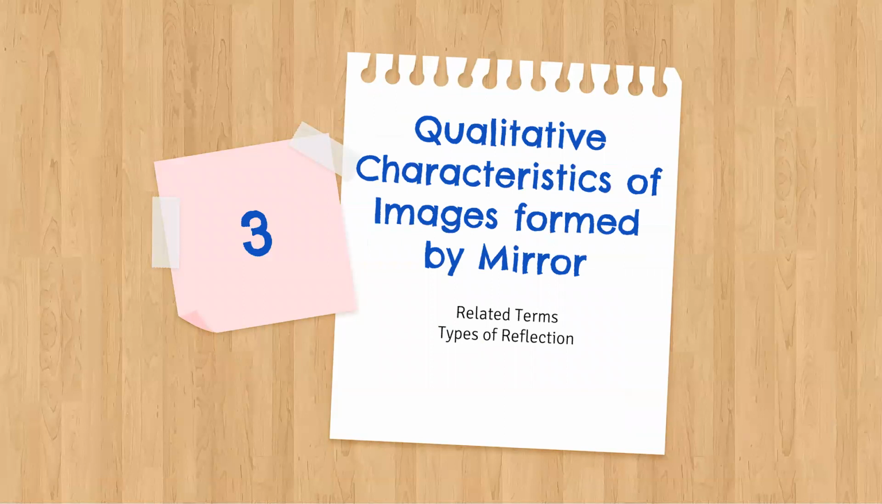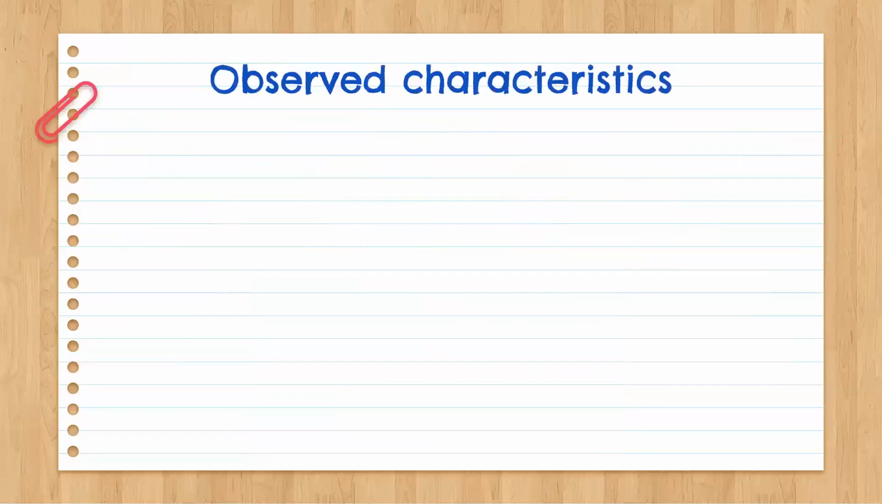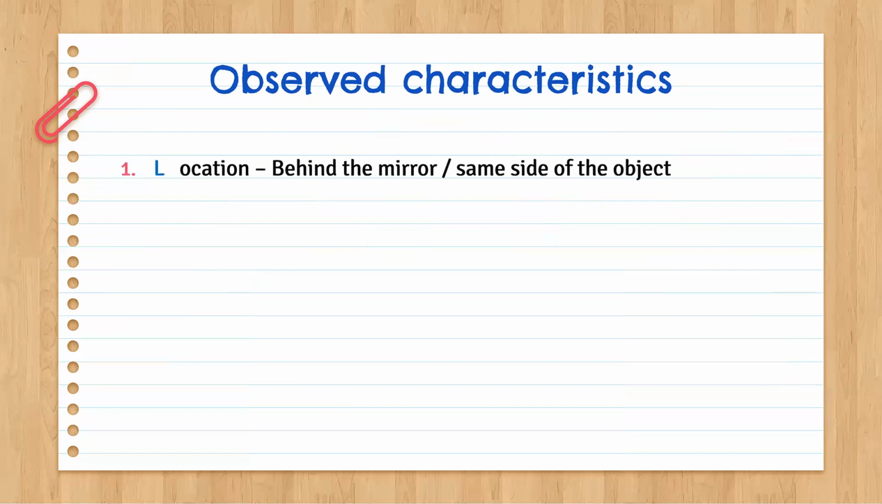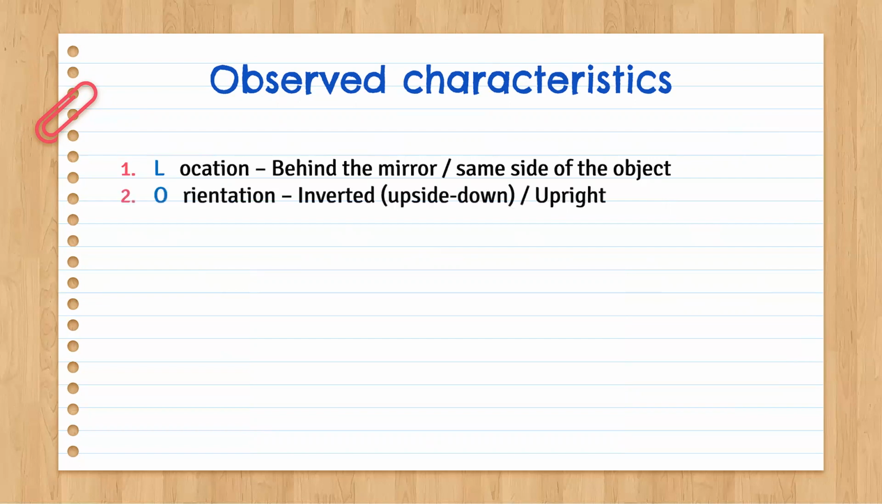Now, let's proceed with the qualitative characteristics of images formed by mirrors. The characteristics to be observed in ray diagramming are the following. L, the location, which is behind the mirror or the same side of the object. Now, the location can also be identified by other terms. But in this case, we're just going to use behind the mirror and same side of the object for now.